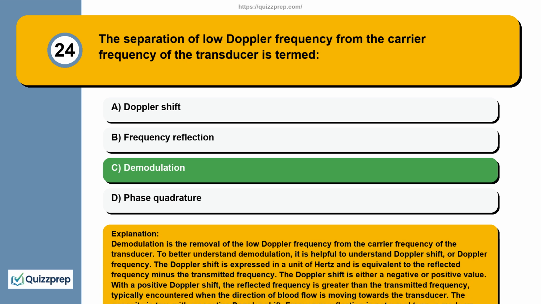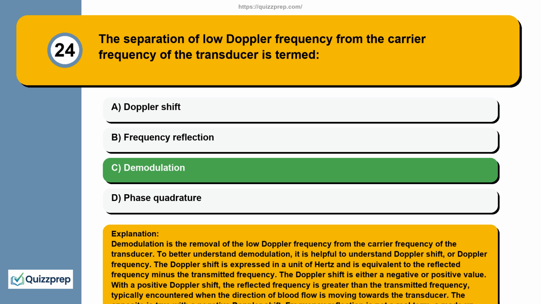Demodulation is the removal of the low Doppler frequency from the carrier frequency of the transducer. To better understand demodulation, it is helpful to understand Doppler shift, or Doppler frequency. The Doppler shift is expressed in a unit of Hertz and is equivalent to the reflected frequency minus the transmitted frequency. The Doppler shift is either a negative or positive value.